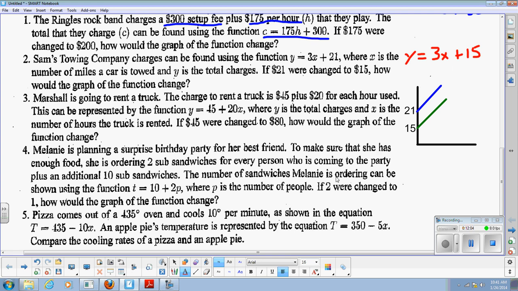So take a look at 3, 4, and 5, read through those, figure out which of those situations they are, and please make a description as to what happens to the graph based upon whether you've changed the slope or whether you've changed the y-intercept. Okay, thank you. Give those a try. Let me know if you need any help.